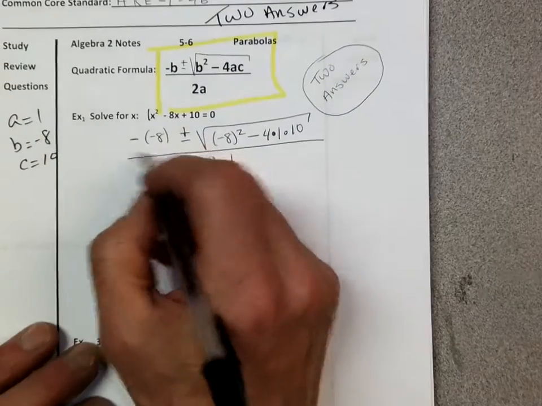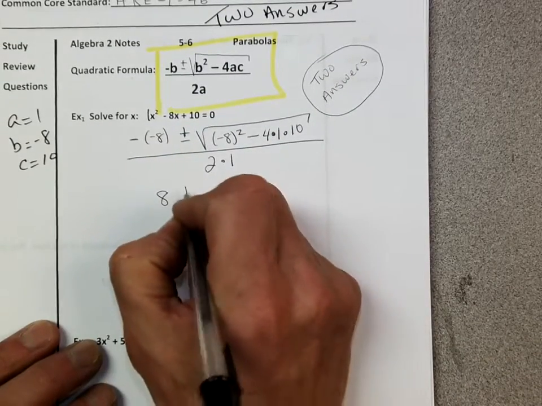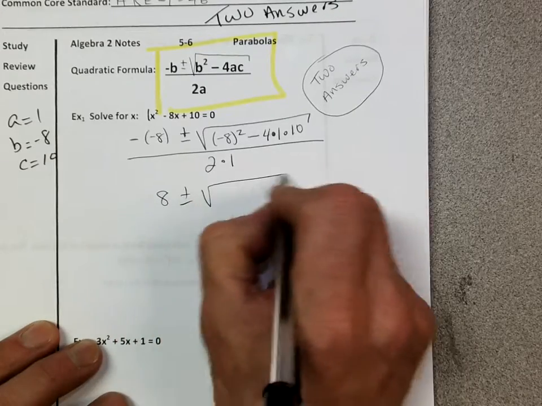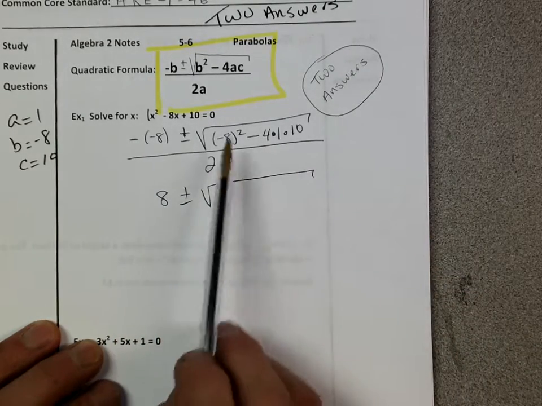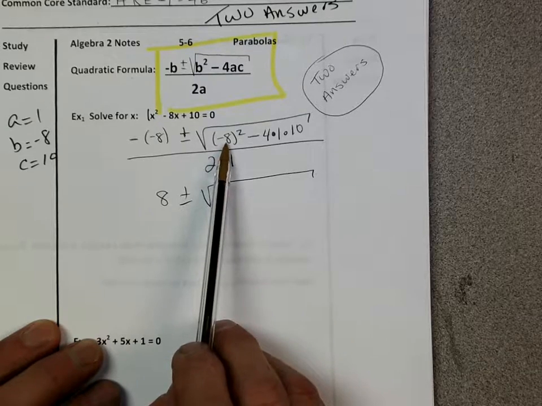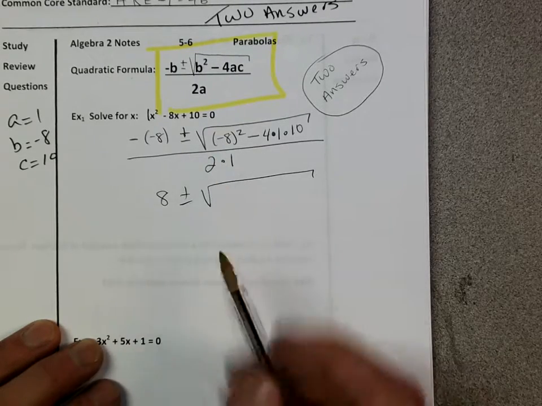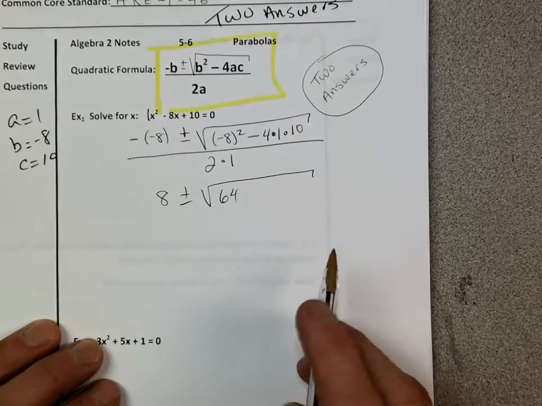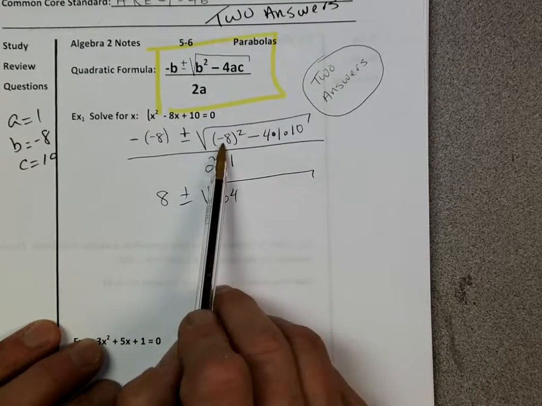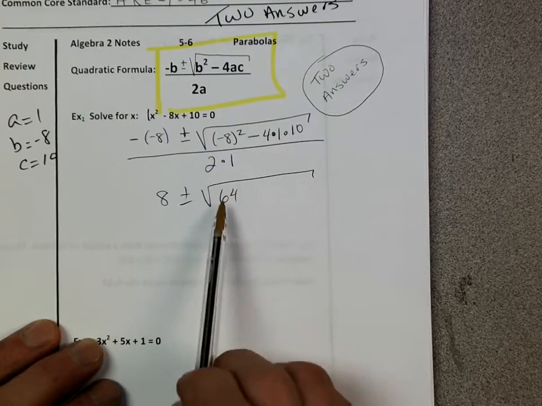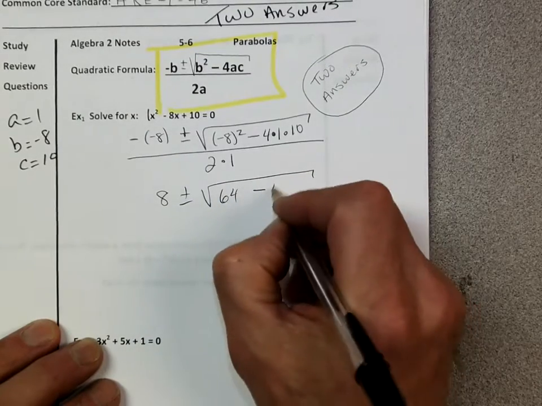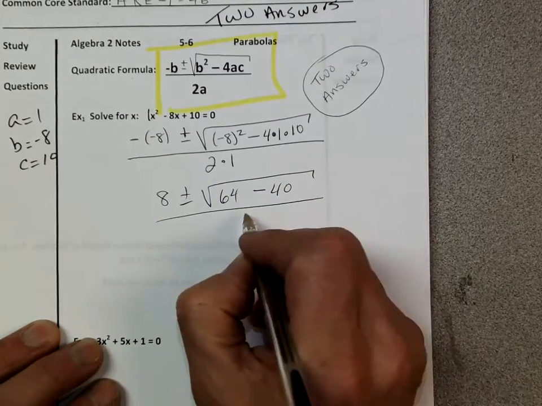Okay, now let's simplify it. Double negative, right? Double negative is an 8. Plus or minus. Square root of. Okay, here's another key to be careful of. Always negative 8 times negative 8. Positive 64. Positive. It has to be positive. That number has to be positive, right? You square any number, it's always positive. Don't ever make that number negative, okay? Minus 40 all over 2.